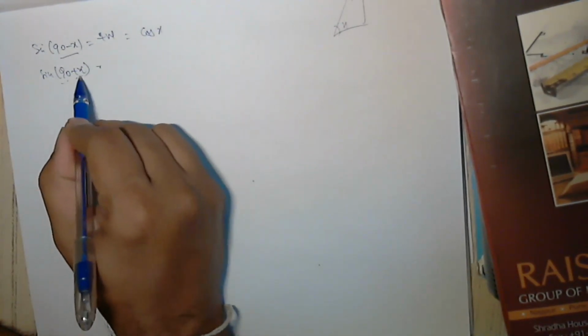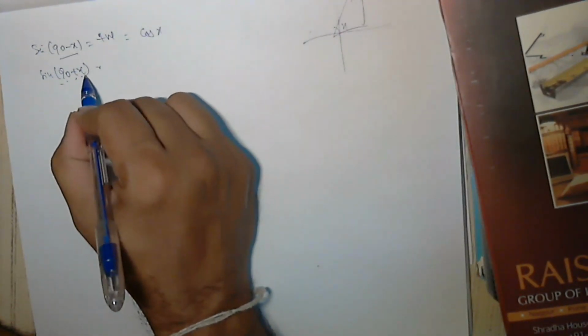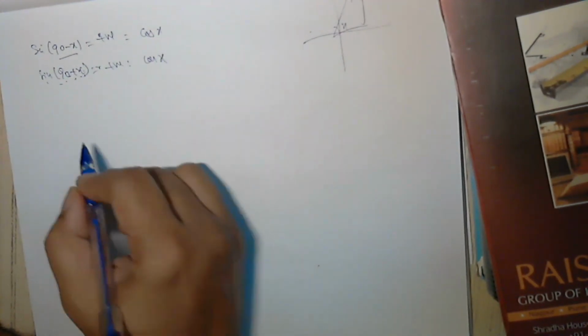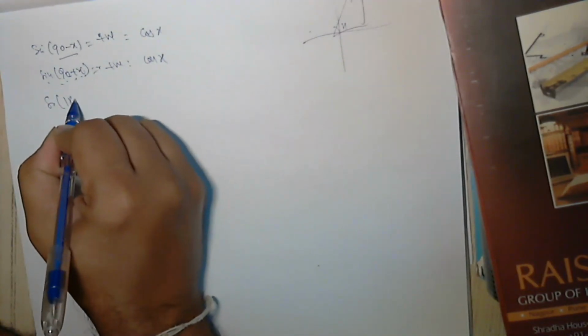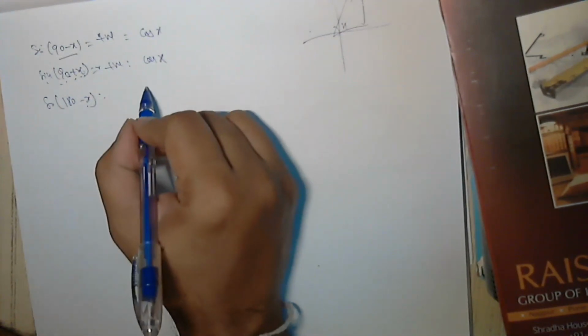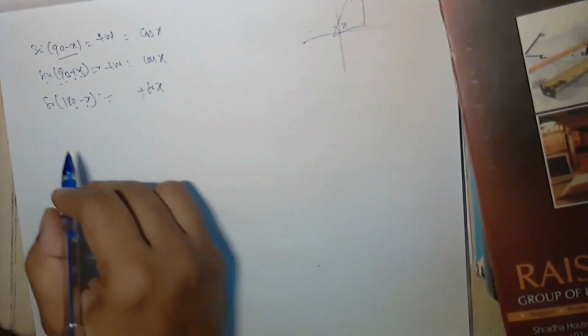This is in the second quadrant. 90 plus means this is in the second quadrant, so sine is positive. So sine of 90 plus x means it is cos x. Similarly, sine of 180 minus x. Sine of 180 minus means sine x, because in the second quadrant it is positive.